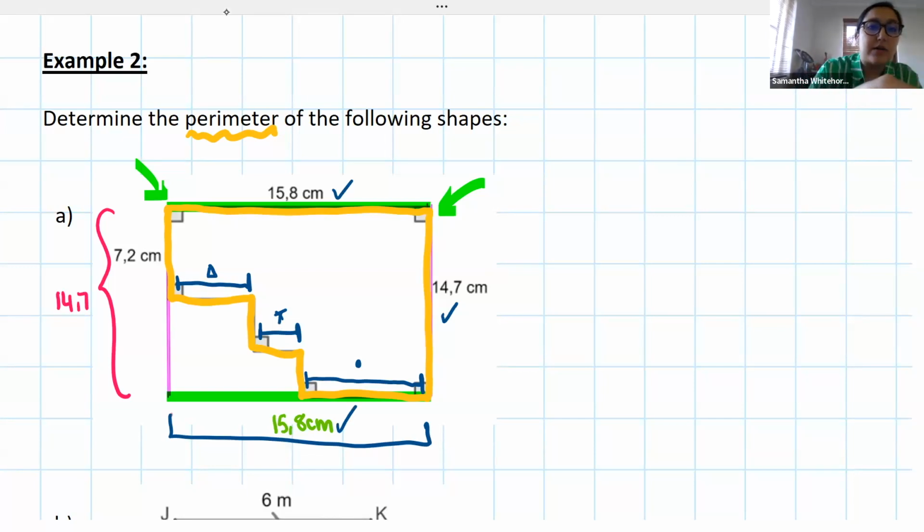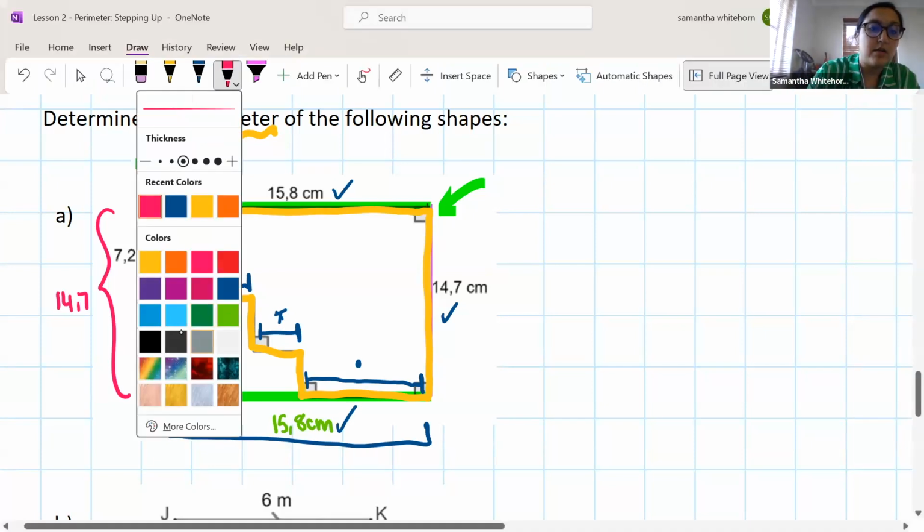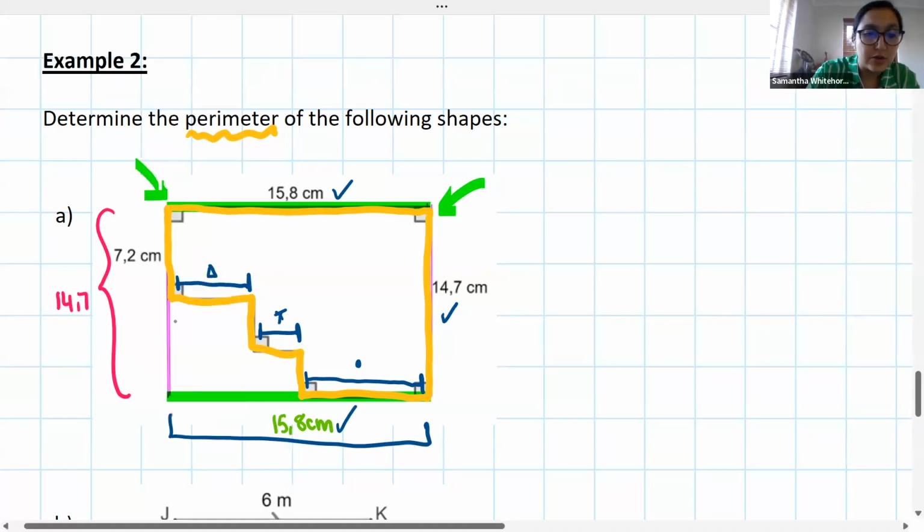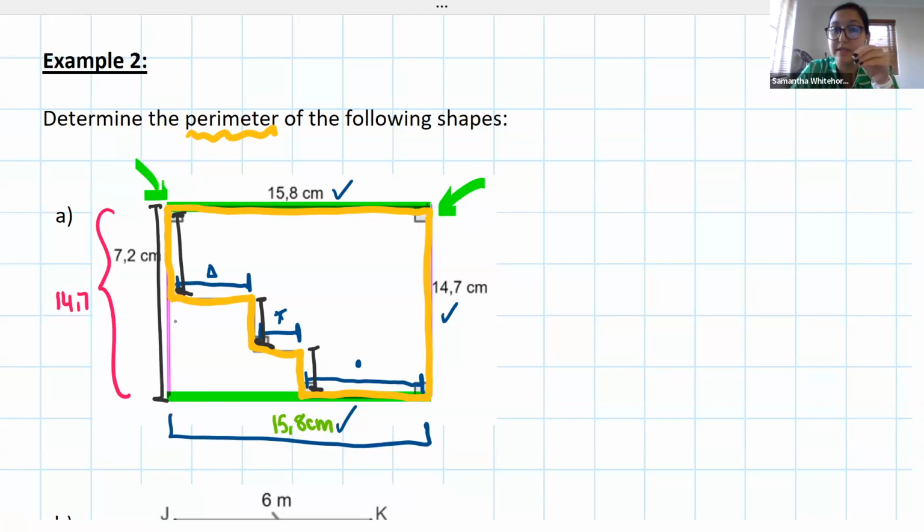The next lengths that I would need to work out are the ones up the side. So this vertical length, and I know that this is 7,2. But again, if I took all of those vertical lengths and stacked them all up, I would get the whole 14,7. So it's really important that we look at shapes like this with an understanding of how side lengths or dimensions are made up, because I actually need to do no working out of missing lengths here. I actually have all of the information that I need.